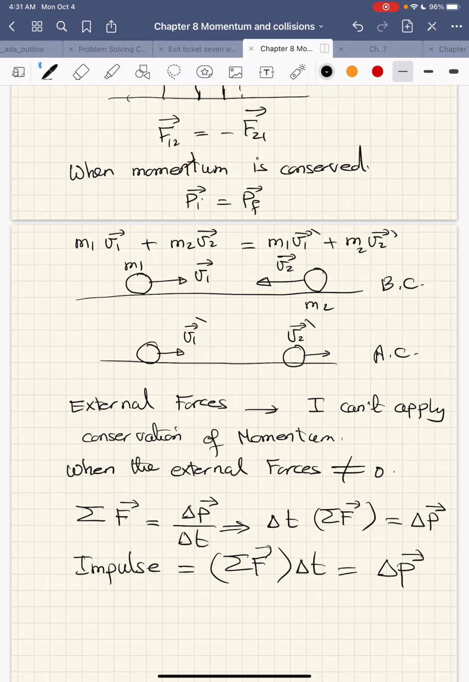Now the impulse here, we can give it in Newton times second, because it is basically force times time, and at the same time it is equivalent to kilograms meters per second. Then the two units can be used to describe impulse.